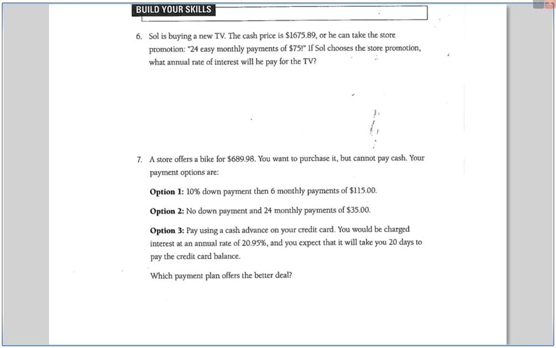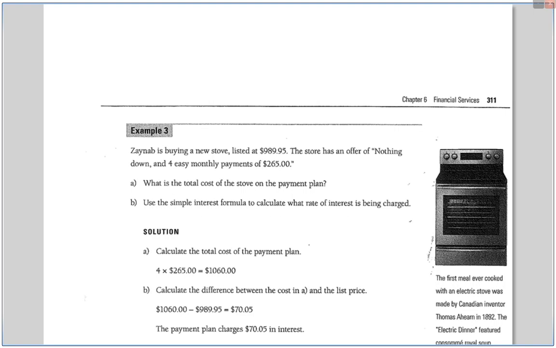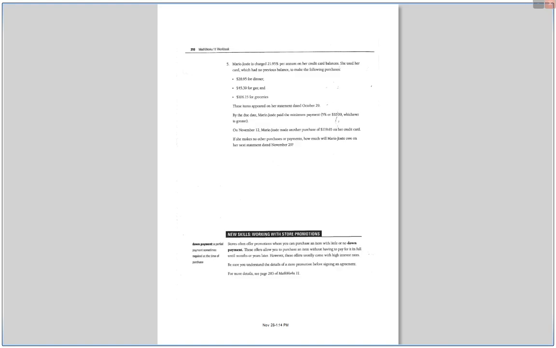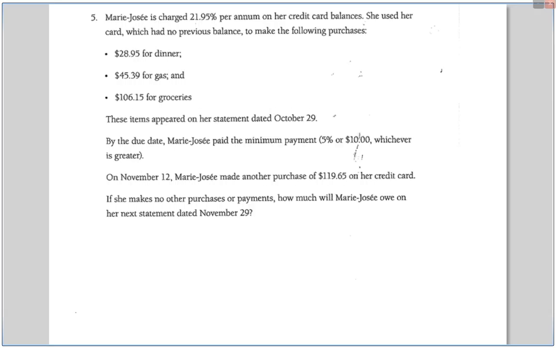All right, let's jump to number 6. Did I do number 5? Where's number 5? Oh, right here. Okay, here's number 5. Marie Jose. She's the French-Spanish lady, or maybe she's full Spanish. Okay, she's charged 21.95%.